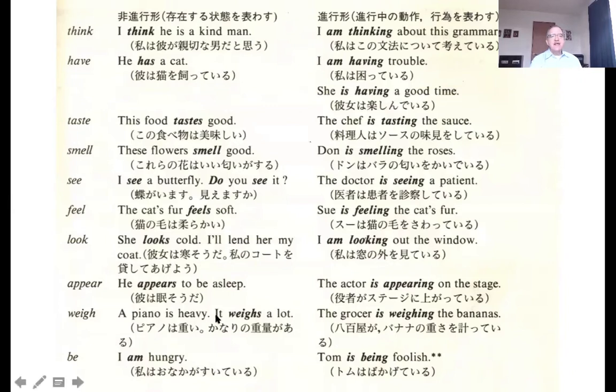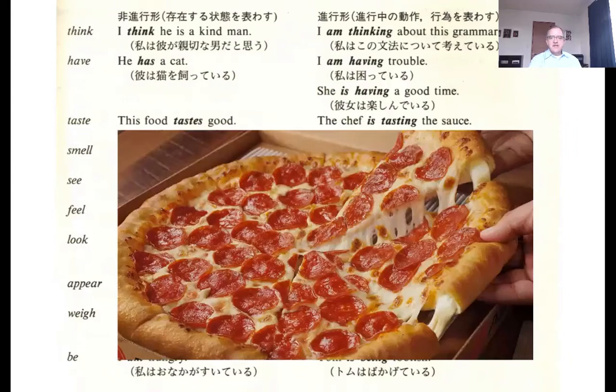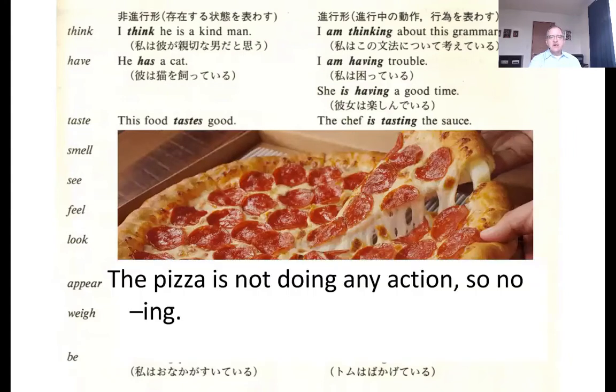This food tastes good. Now, this has no ing because it's not active. Kono tabemono wa oishii, all right? Look here. This is pizza, this pizza tastes good. The pizza is not doing any action. Do you see that pizza doing something? No, the pizza's doing nothing. So we don't put ing, that's not active.